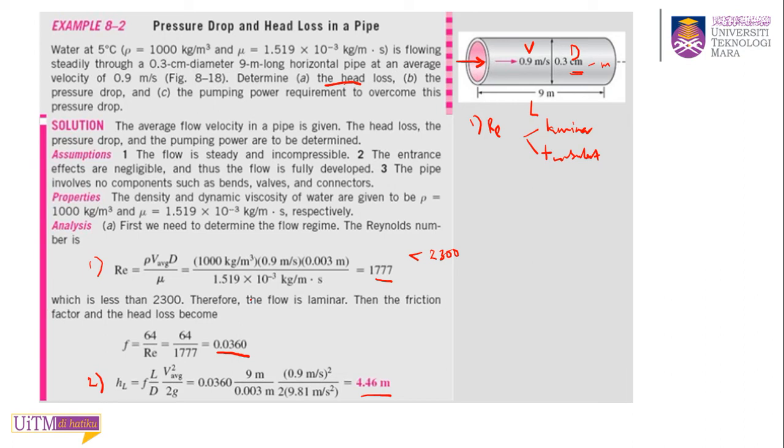Okay, so when you get your head loss, they ask you to find the pressure drop as well. You know that the pressure drop and delta H, this H loss, is equal to delta P over rho G, right? Okay, from the equation. So to get delta P is just a multiplication of 4.46 with rho times G.